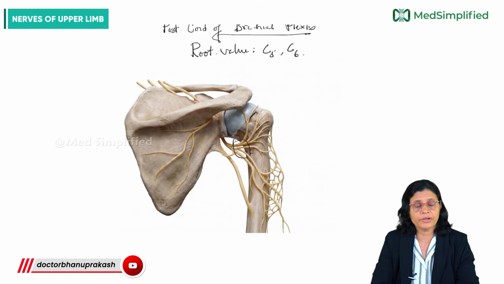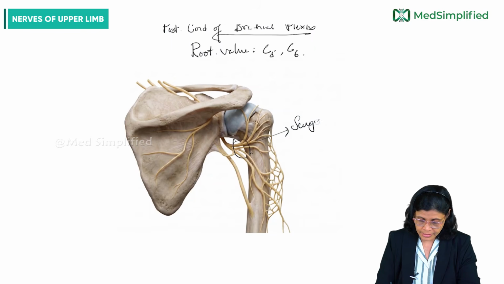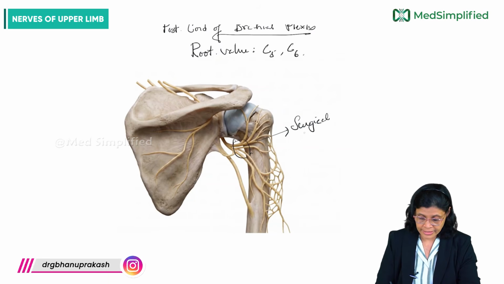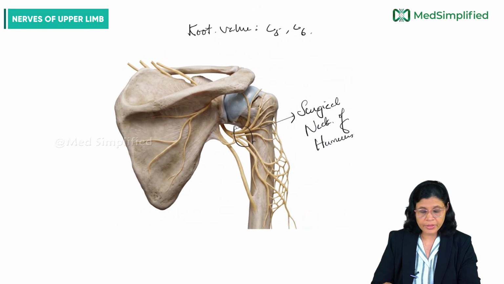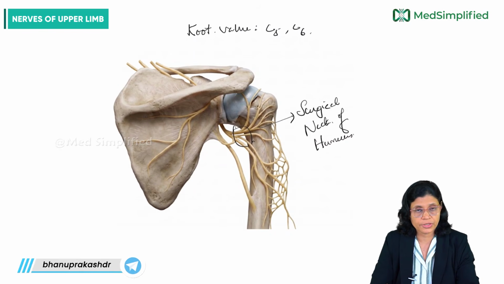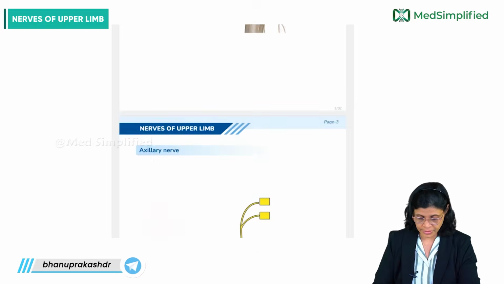It passes through the quadrangular space along with the posterior circumflex humeral vessels, and it is closely related to the surgical neck of the humerus. So if the surgical neck is injured, the axillary nerve is also injured along with it. It is in close relation to this surgical neck of the humerus, where it divides into an anterior and a posterior division. We'll see the distribution of each of these divisions.